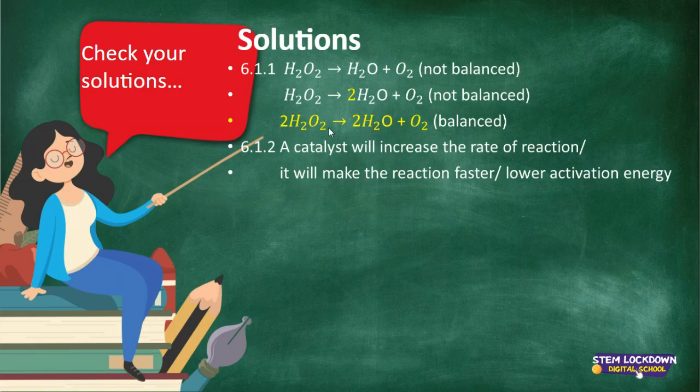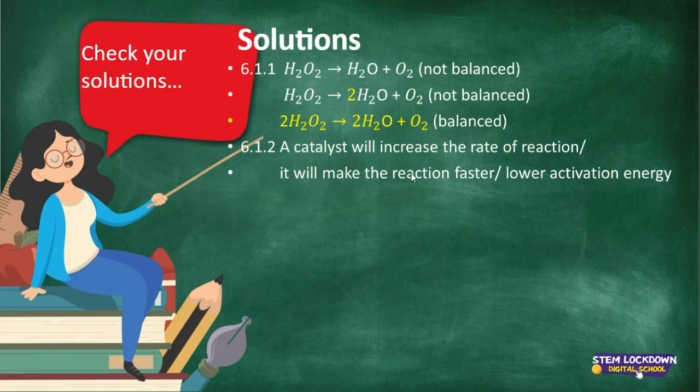Let's look at oxygen atoms. It is 2 times 2 on the left, and on the right it is 2 plus 2, which is 4. So it means the equation is balanced. The yellow equation is the balanced equation, as the question was asking.